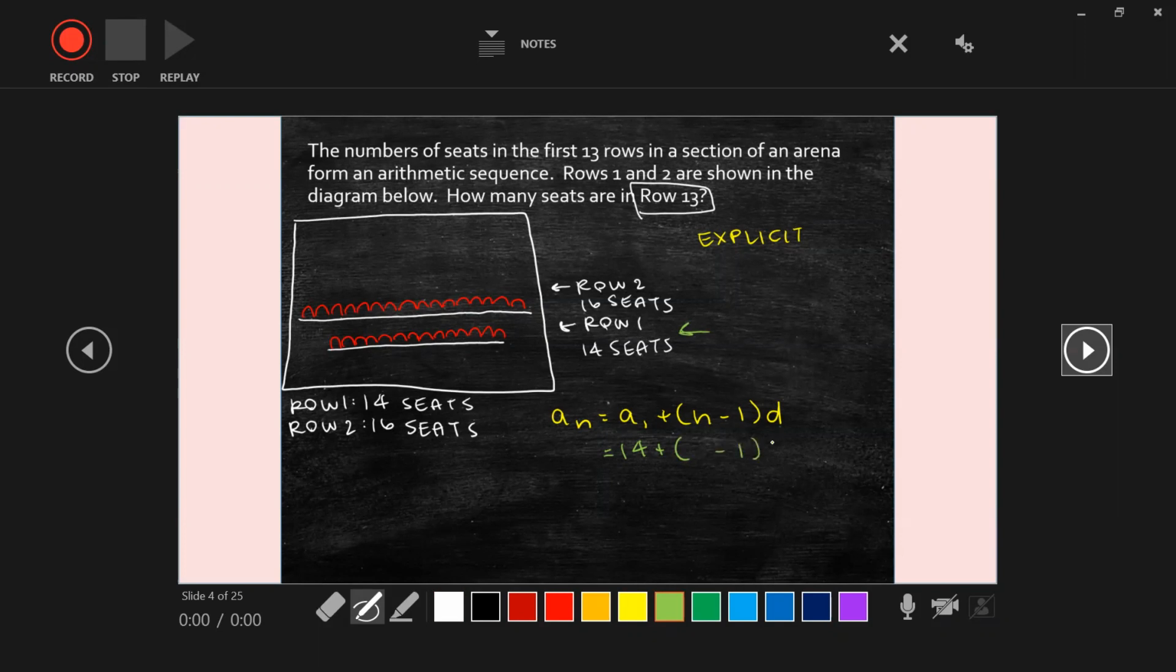So let me go ahead and see. I think we can find our D here, right? Because we are going from 14 to 16, and it follows an arithmetic sequence. Well, aren't we just adding 2? So wouldn't my D be 2? Now, lastly, our n is usually the thing that we're trying to find. So aren't we trying to find the 13th row? So our n would be 13. And then you just solve. So you have 14 plus 2 times 12. So that's going to be 14 plus 24, or that's going to be 38.